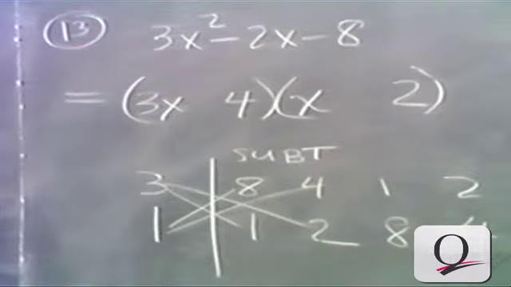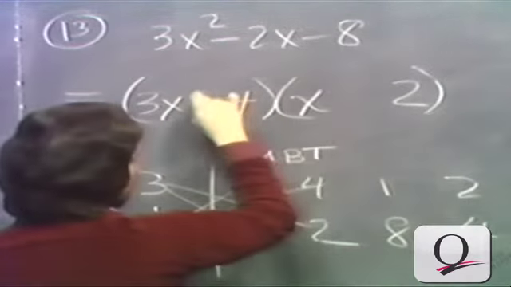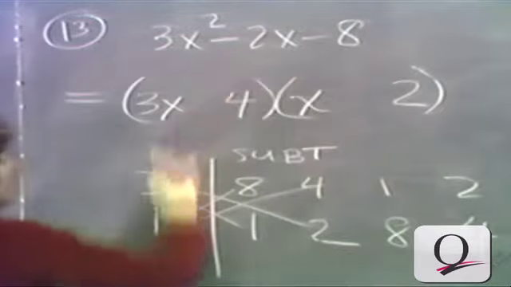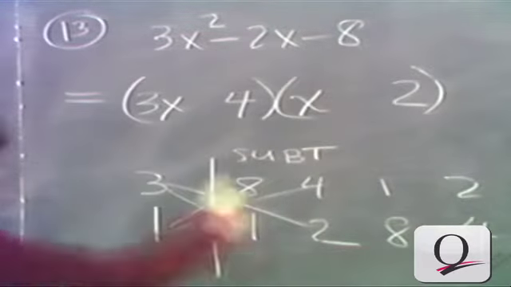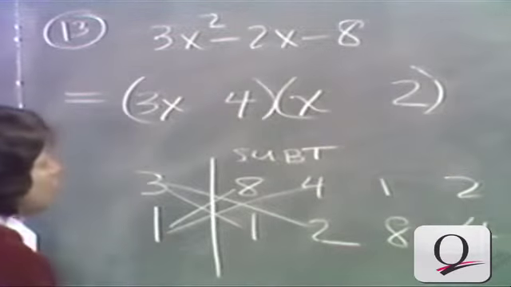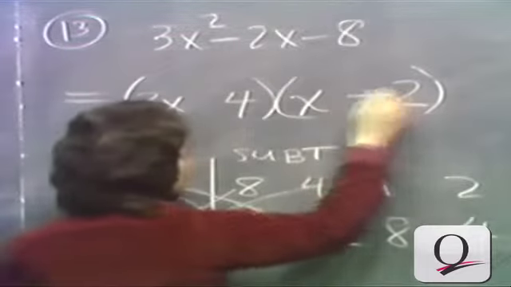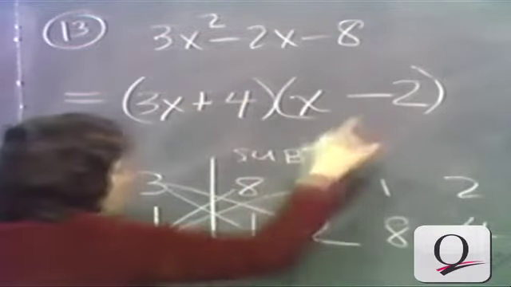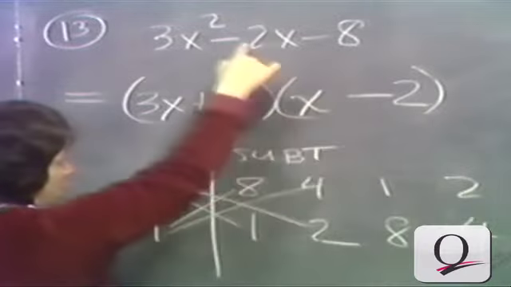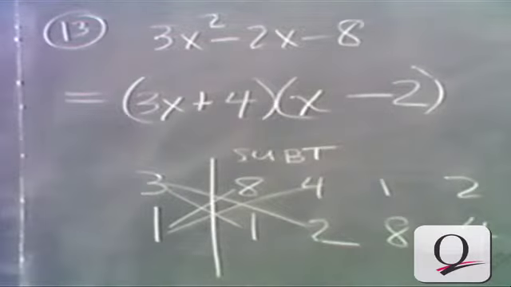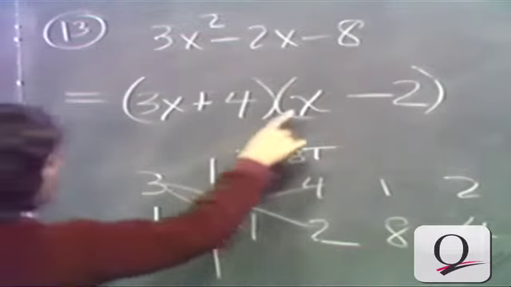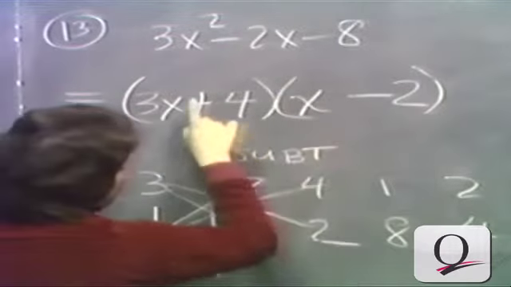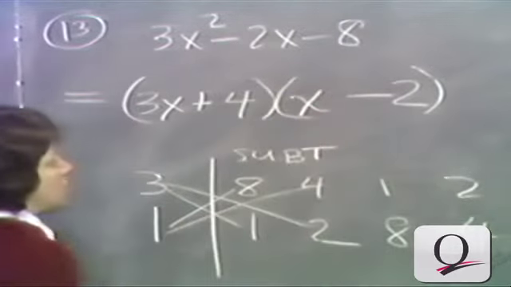Now we worry about the signs. We know either it's going to be a plus and a minus or a minus and a plus. And we want to make sure that the outer and inner together give us the minus 2x. So we'll put the minus here and the plus here. So we'll have minus 6x and the plus 4x for the minus 2x. And now the whole thing works out. 3x squared minus 6x plus 4x minus 2x minus 8.